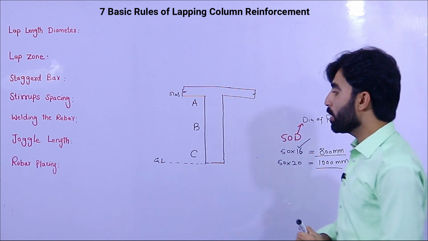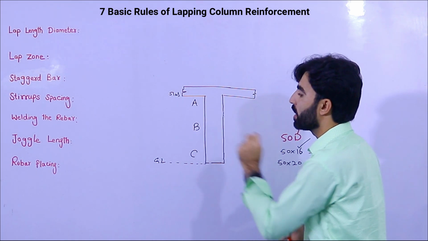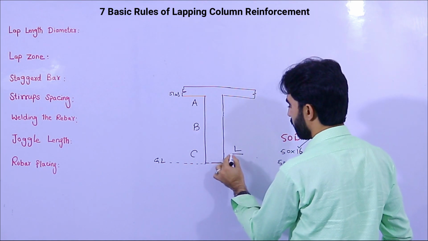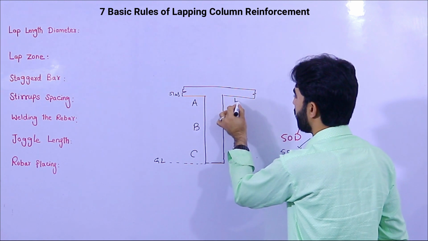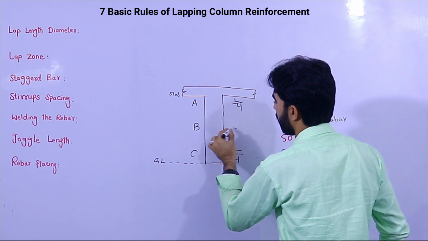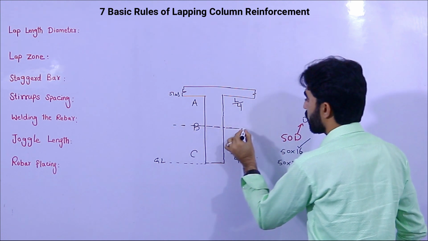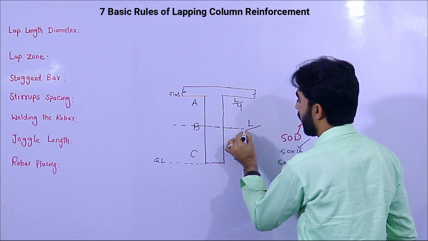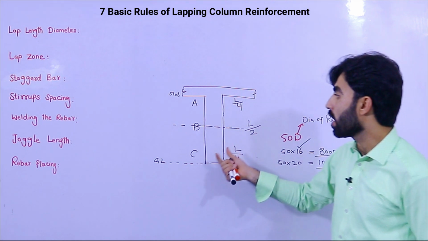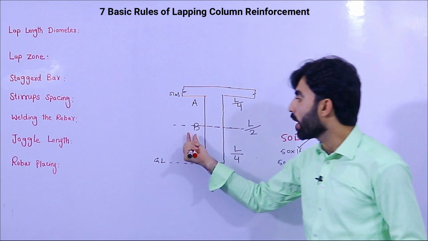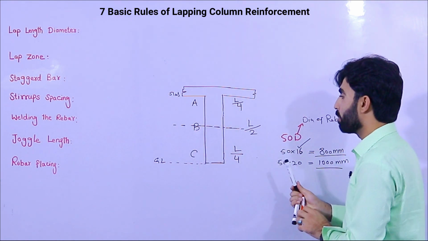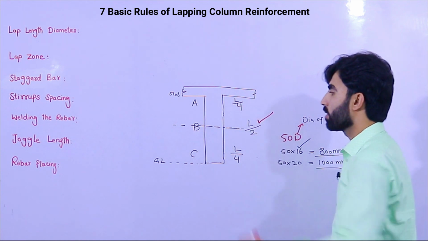Remember guys, lapping should not be provided at the C point, or you can say L by 4 here, and here also we have L by 4. The lapping should be provided at the mid, where mid is B. So provide the lapping length in L by 2 of the column, not in other structures, just in the column. This is the correct place to provide lapping length. This is the lapping zone in a column, so the lapping should be provided within the L by 2 distance. This is the other point.